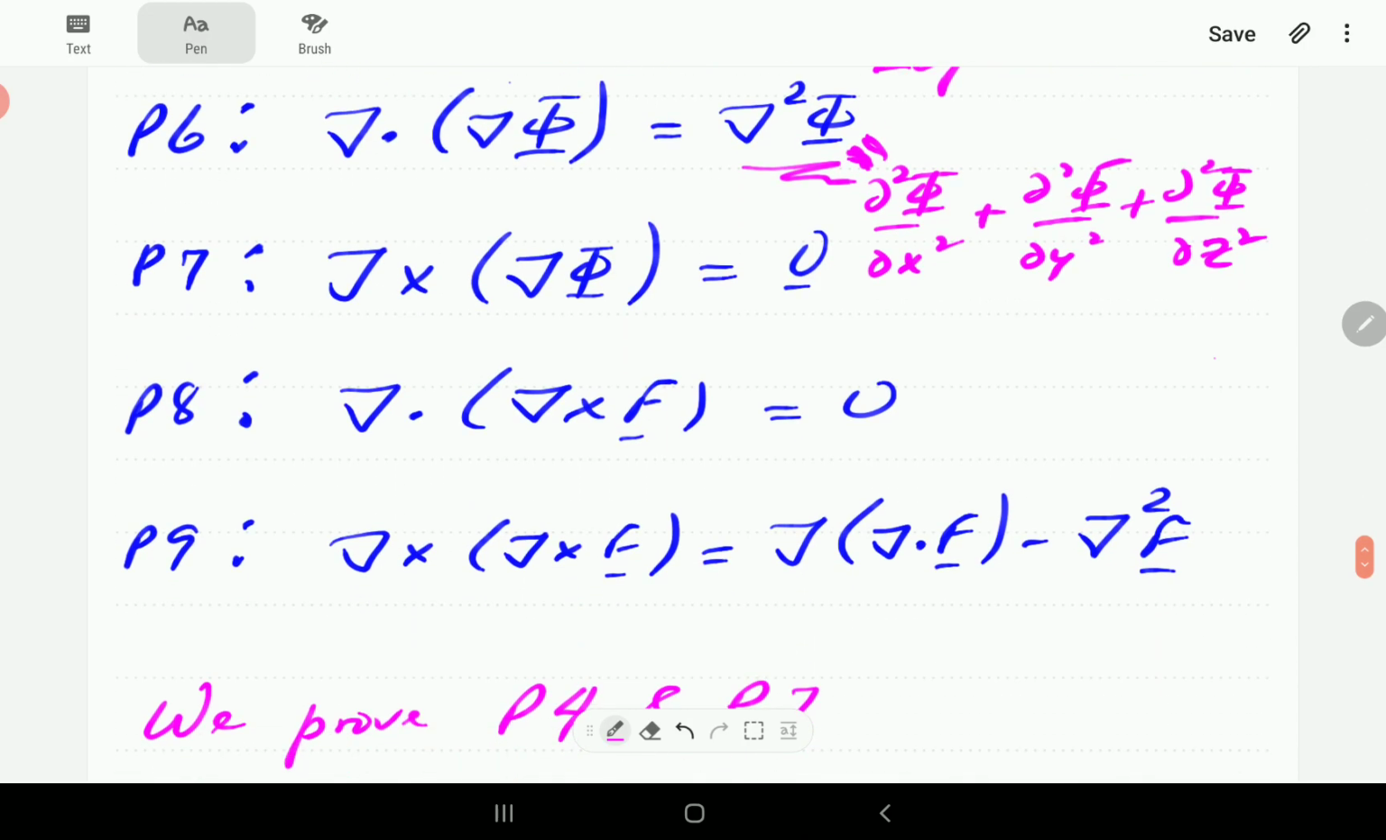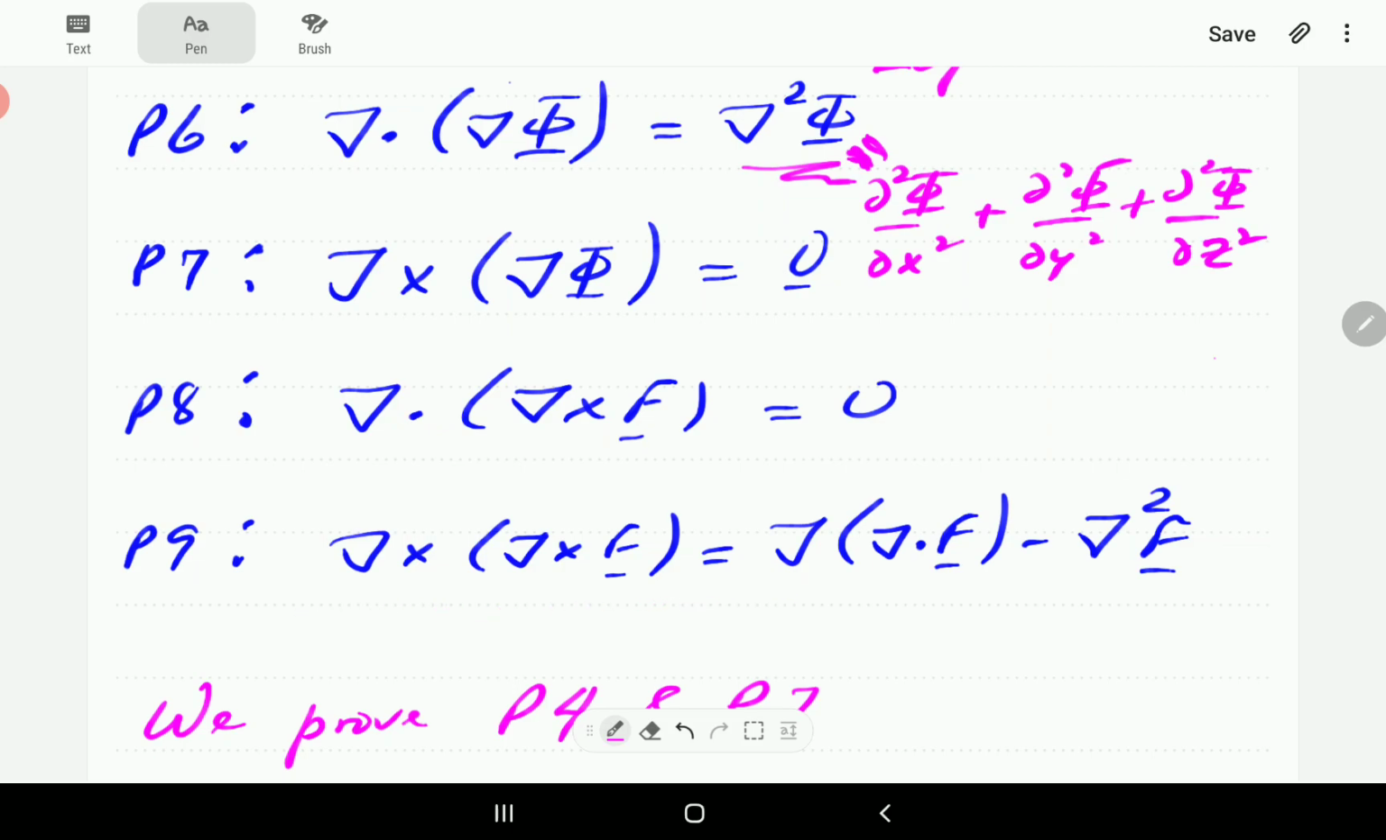Then property number 7 is talking about the curl of grad, and this one is equal to 0, so it's obviously going to be a vector because it's a vector, and then you're taking the curl of that. This one, on the other hand, is going to be scalar because you've got a vector here, and then you take the divergence of that. We say divergence is always a scalar because that's a dot product, and this is the last one.